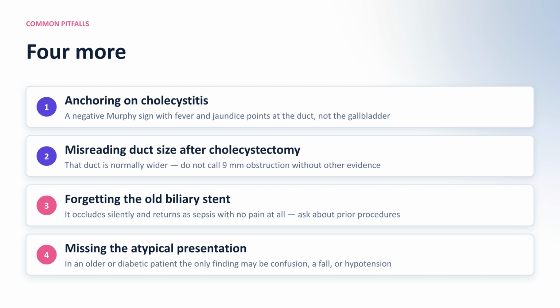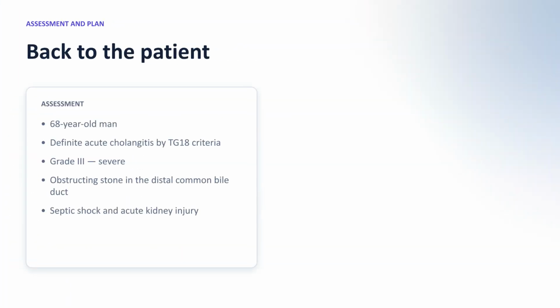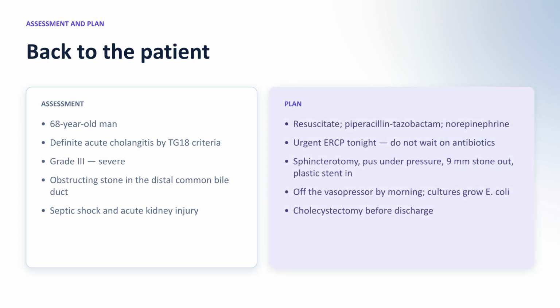8th, the atypical presentation. In an older or a diabetic patient, the only finding may be confusion, or a fall, or unexplained hypotension. Let us close the case. The assessment: a 68-year-old man with definite acute cholangitis by Tokyo criteria. Grade 3, severe, caused by an obstructing stone in the distal common bile duct, complicated by septic shock and acute kidney injury. The plan: resuscitate, piperacillin tazobactam, norepinephrine, and urgent ERCP tonight rather than waiting on the antibiotics.